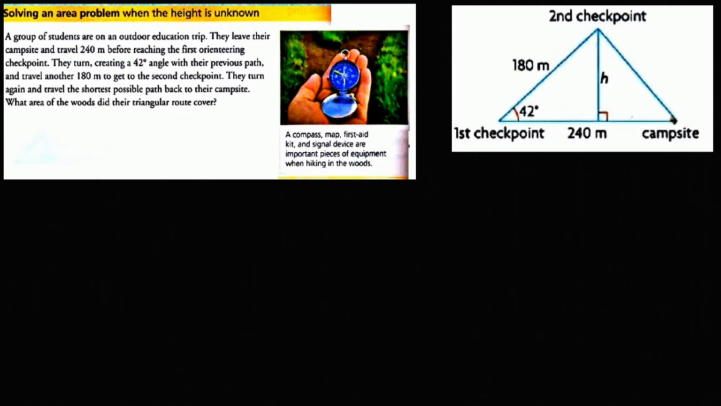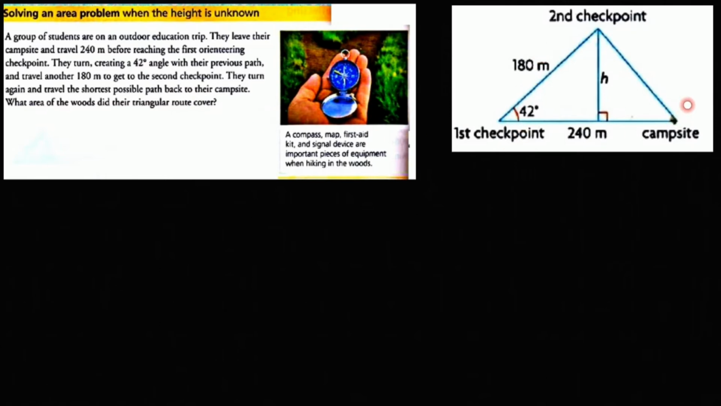Okay, let's look at the third question. A group of students on an outdoor education trip leave their campsite and travel 240 meters before reaching the first orienteering checkpoint. They turn, creating a 42 degree angle with their previous path, and travel another 180 meters to get to the second checkpoint. They turn again and travel the shortest possible path back to their campsite. What area of the woods did their triangular route cover?